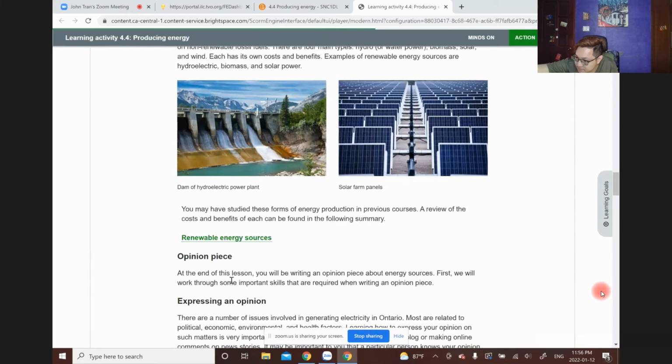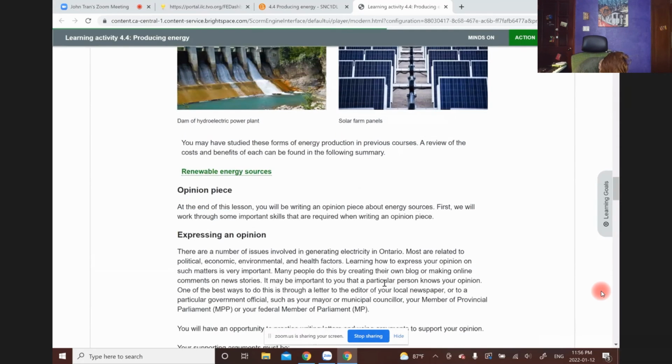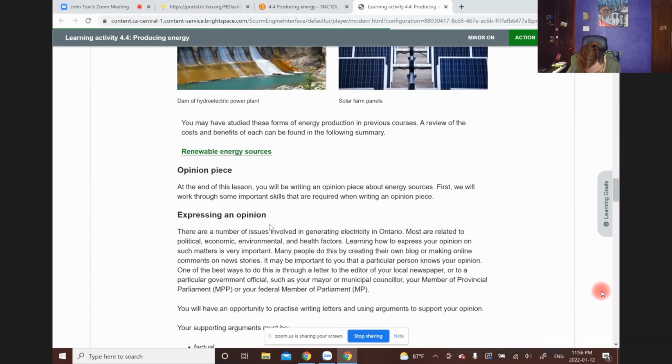At the end of this lesson, you will be writing on an energy source. First, we will work through some important skills that are required when writing. Expression and opinion. There are a number of issues involved in generating electricity in Ontario. Most are related to political, economic, environmental, and health factors. Learning how to express your opinion on such matters is very important.